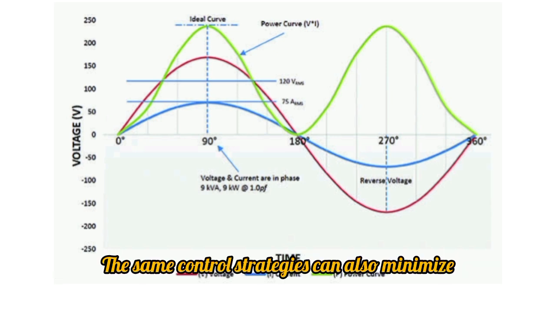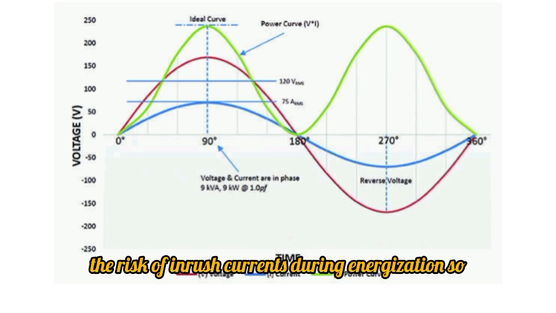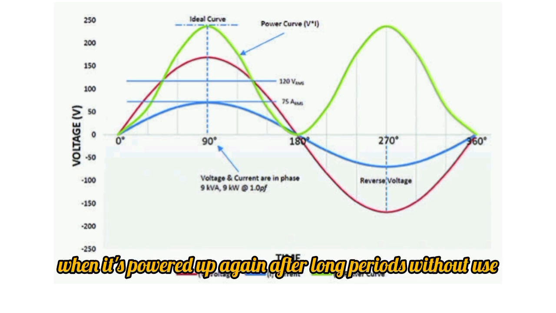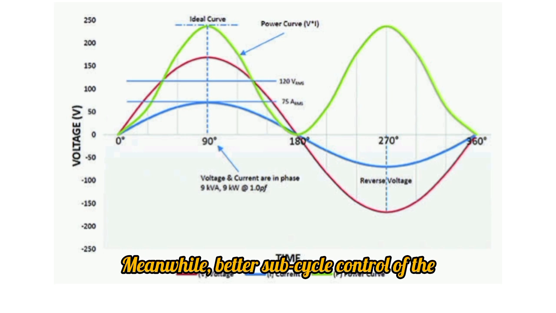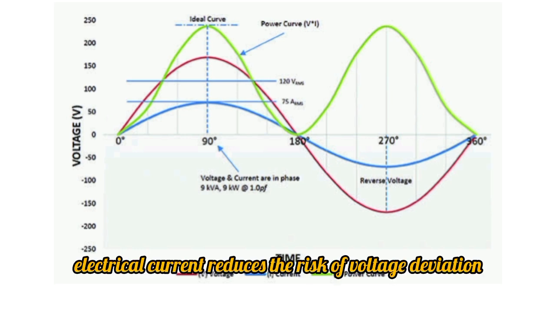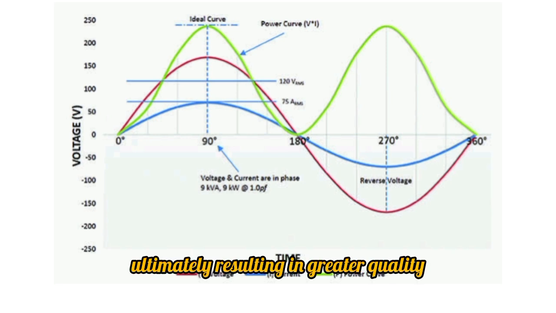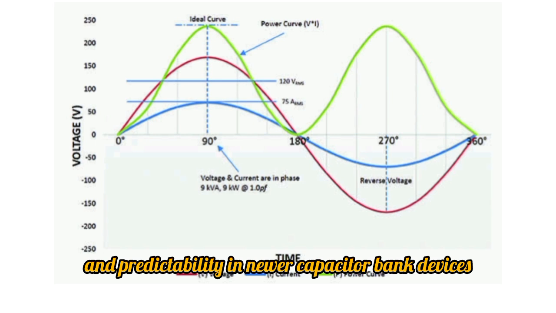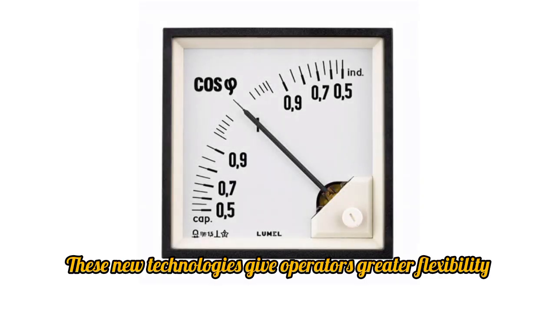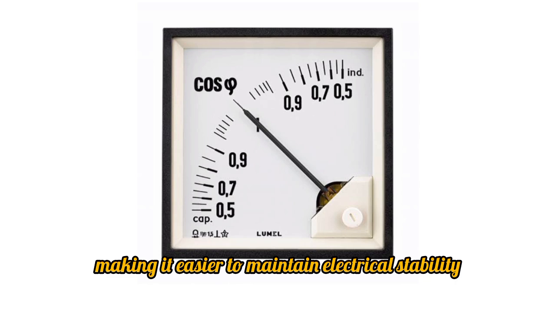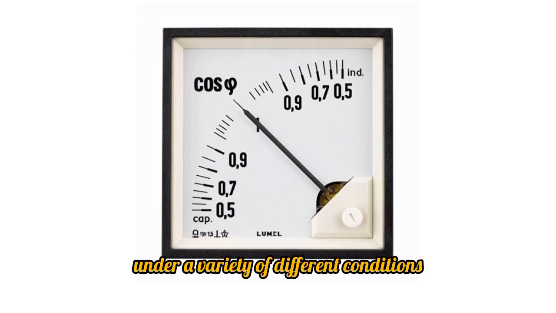The same control strategies can also minimize the risk of inrush currents during energization, so that your system remains safe even when it's powered up again after long periods without use. Meanwhile, better subcycle control of the electrical current reduces the risk of voltage deviation and other disruptions, ultimately resulting in greater quality and predictability in newer capacitor bank devices. These new technologies give operators greater flexibility when dealing with difficult applications, making it easier to maintain electrical stability under a variety of different conditions.